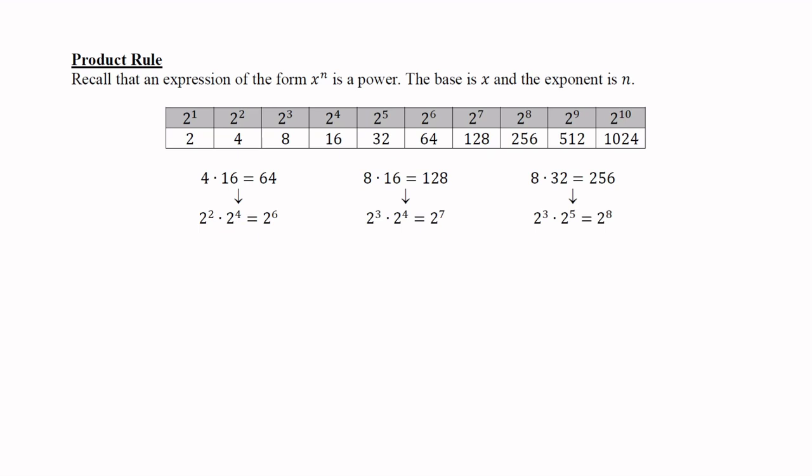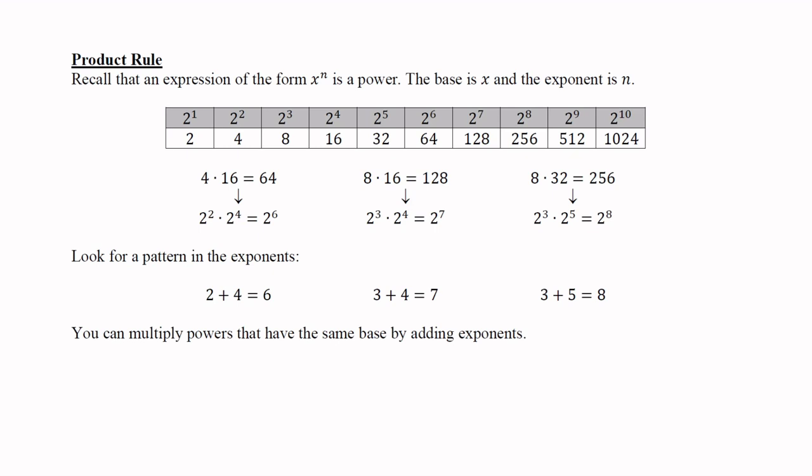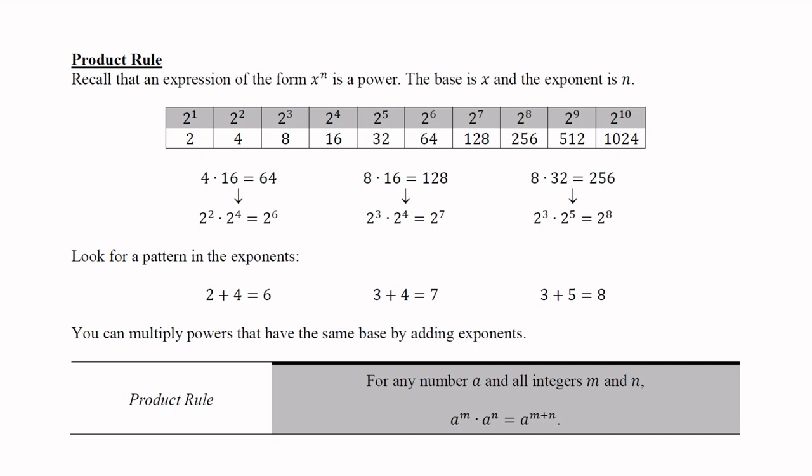Now that we have this set up, let's see if we can notice any patterns in the exponents. So we have 2, 4, and then 6 on the other side of the equals. Well, just looking at that, I know that 2 plus 4 equals 6. Let's see if that pattern holds true for the other 2. I have 3 plus 4 equals 7, and 3 plus 5 equals 8. So all of those are true statements, so you can multiply powers that have the same base by adding the exponents. And that gives us the product rule.